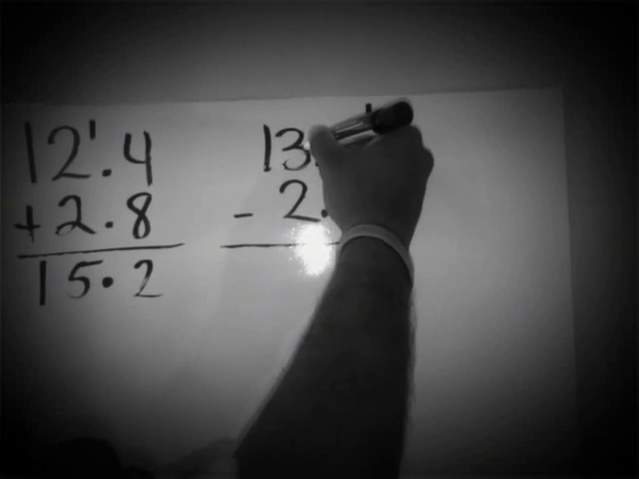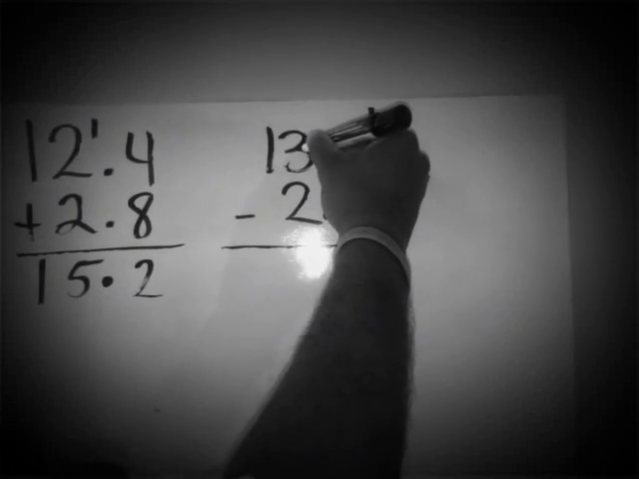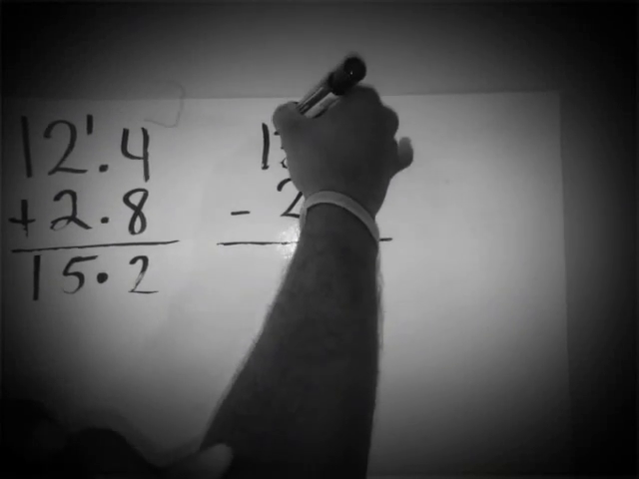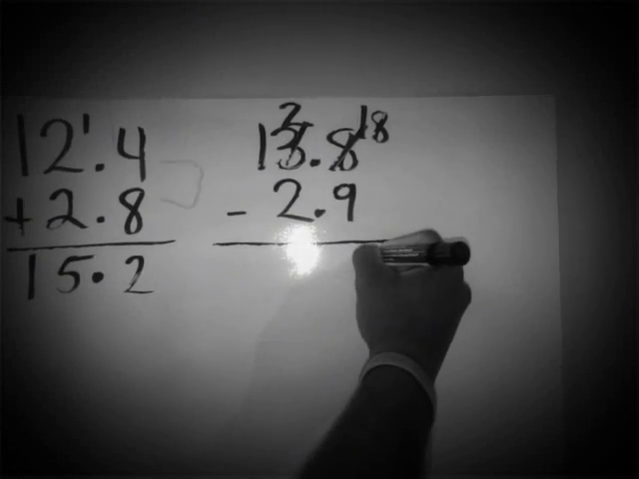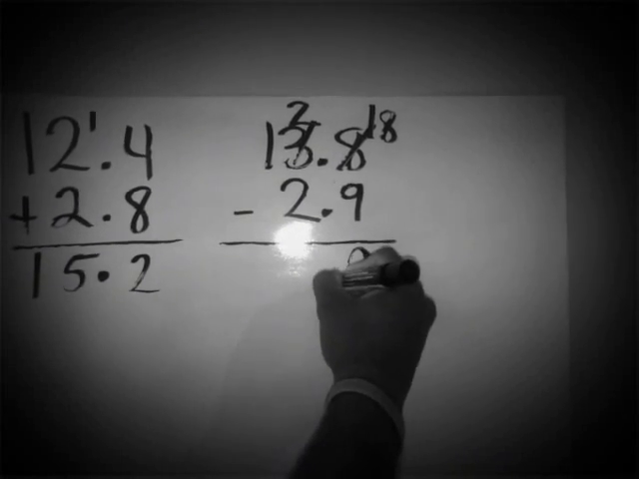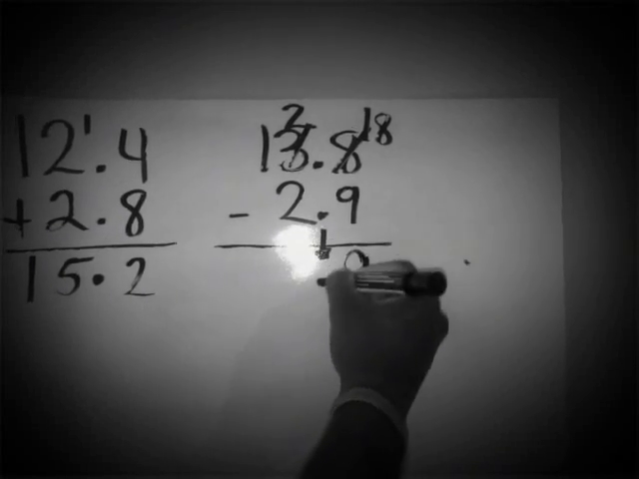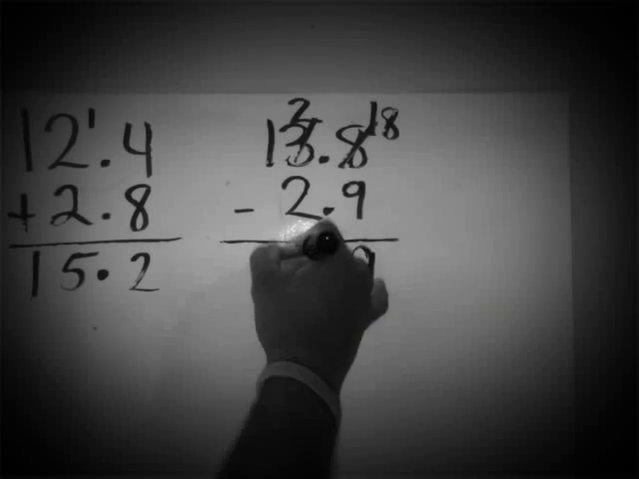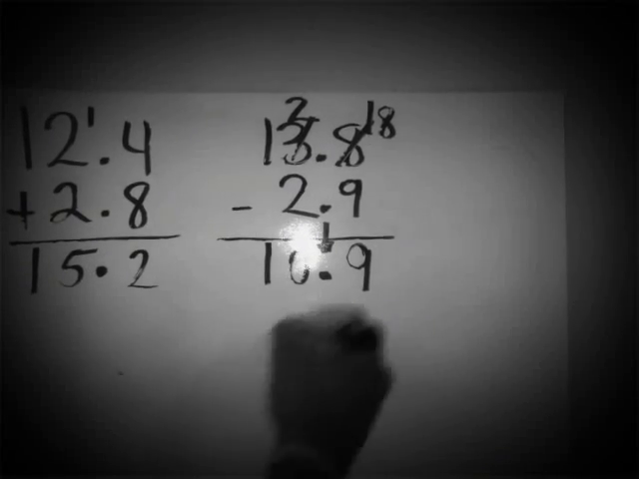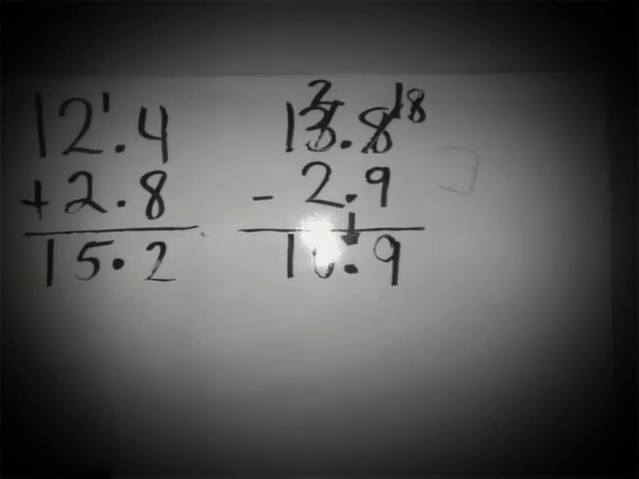You need to continue the borrowing process until you get here, because this can take place. You can borrow 1 from a 3. This is going to now become a 2. You can go ahead and subtract this now. 18 minus 9 is 9. We're going to bring our decimal placement down again. 2 minus 2 is 0. And then 1 minus 0 is 1. So if you were to add 2 and 9/10 back to this, you would get 13 and 8/10, just to check your work.